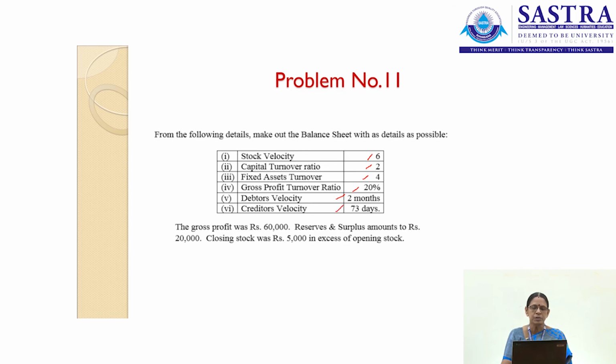Gross profit is 60,000. Reserves and surplus is 20,000. Closing stock is 5,000 in excess of your opening stock.